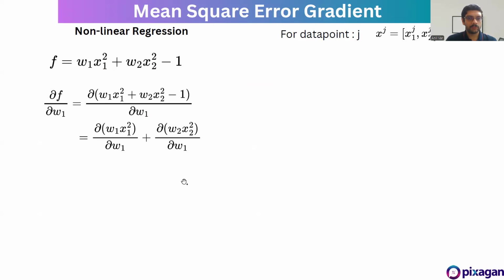Sum rule, you break it down into three different terms. The dou by dou W1 of this term plus dou by dou W1 of this term minus dou by dou W1 of this term. Now, if you remember your differentiation, W2 and X2 have no dependence on W1. This term goes to 0. This is a constant, right? 1 is a constant. No dependence on W1, that goes to 0. You're left with just this term, right?